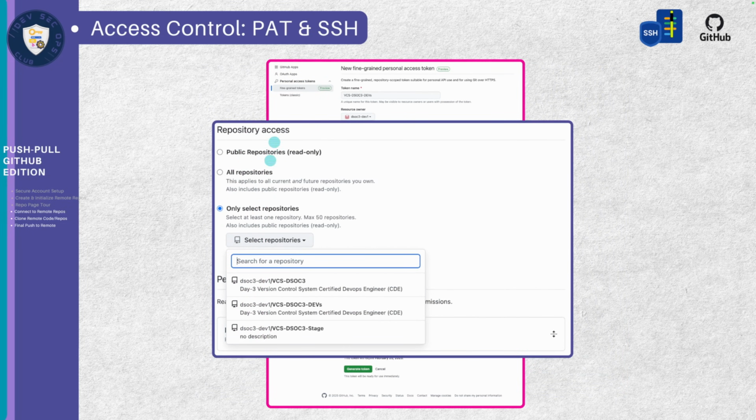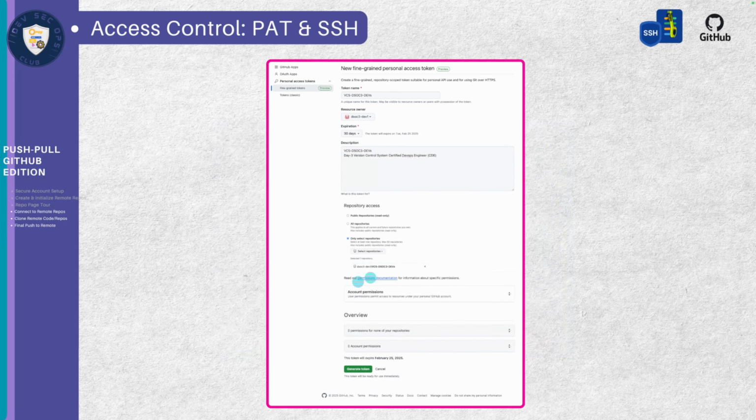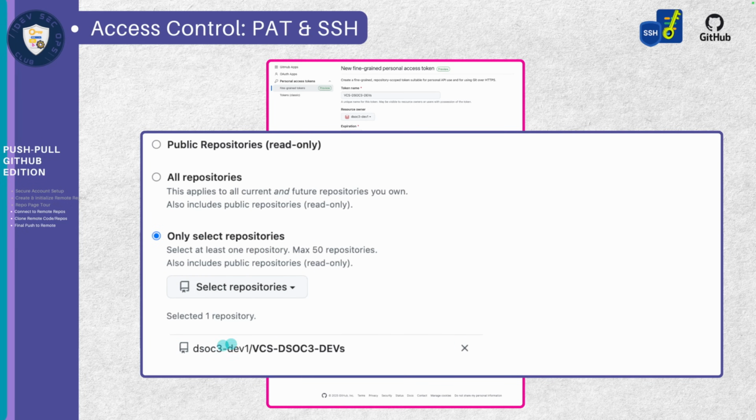Then in this part we have repository access. Here it says three kinds of things, right? Public repository, then all repository, and future ones as well. But if this is the case, why would we have started in the first place? We would have gone for the classic token, right? So here I have three repositories, and out of these I have selected one repository. Once I select it, it will show over here. But it also says I could choose 50 repositories, which is more than enough, right?